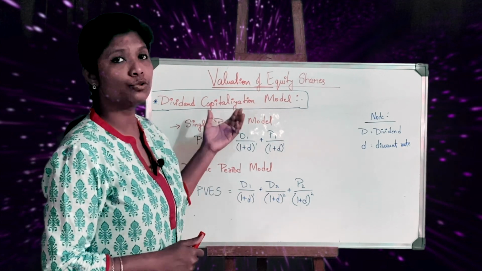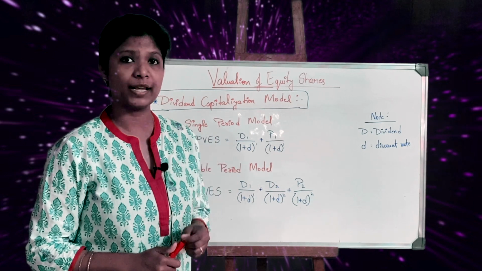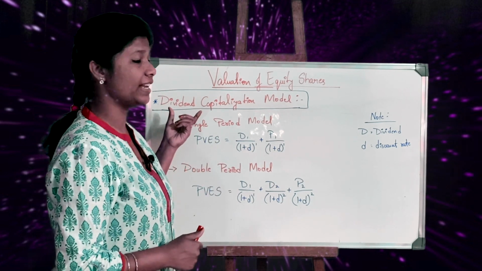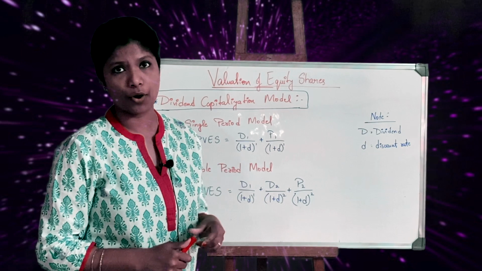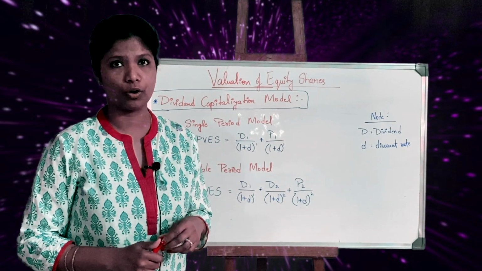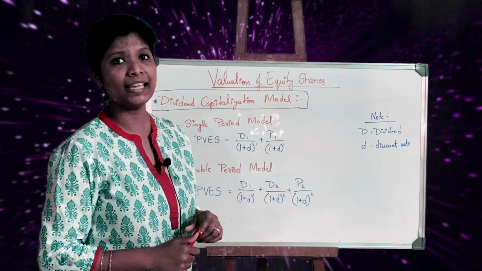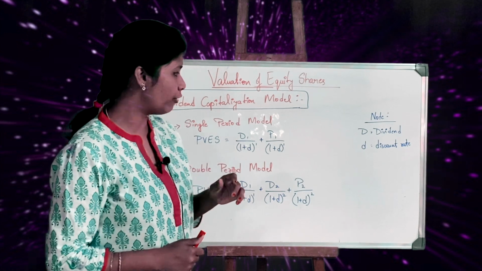Here again there are two models under valuation of equity share. One is you're finding out the present value based on the dividend capitalization model. The second model is the earnings capitalization model. The first part talks about the dividends earned by the equity shareholders. There are four formulas under this.